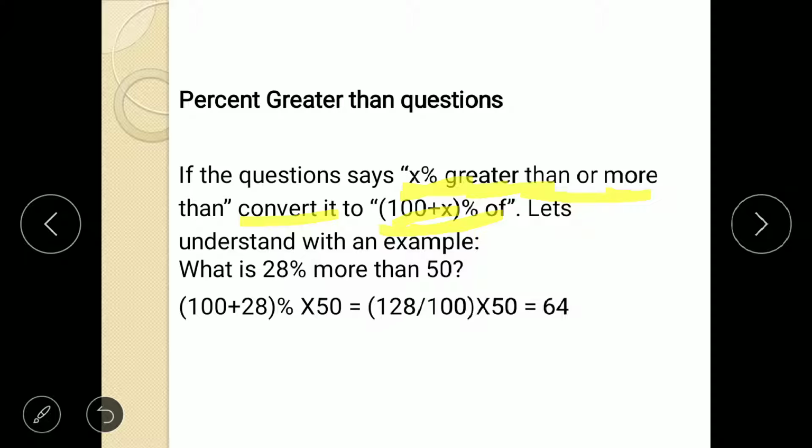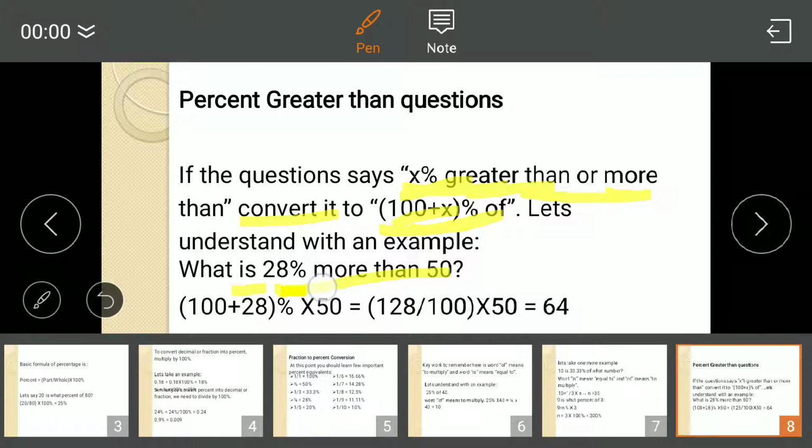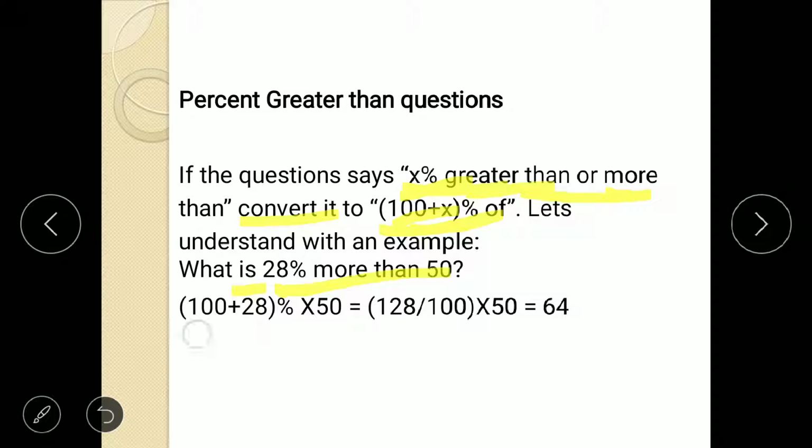Let's understand with an example. It says what is 28% more than 50? 28% more than means 100 plus 28, where x is 28, so 128 percent of what value? Of the complete total, 50. So 128 upon 100 into 50, which will be equal to 64. So this is how we'll calculate greater than.